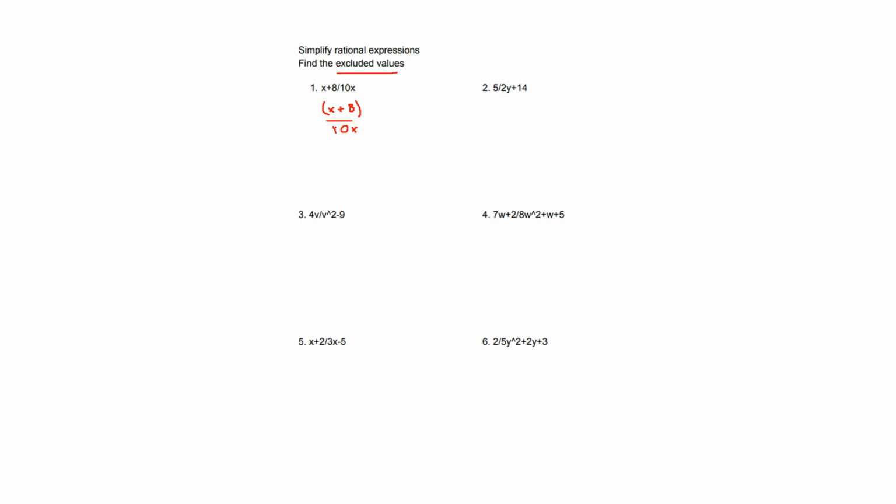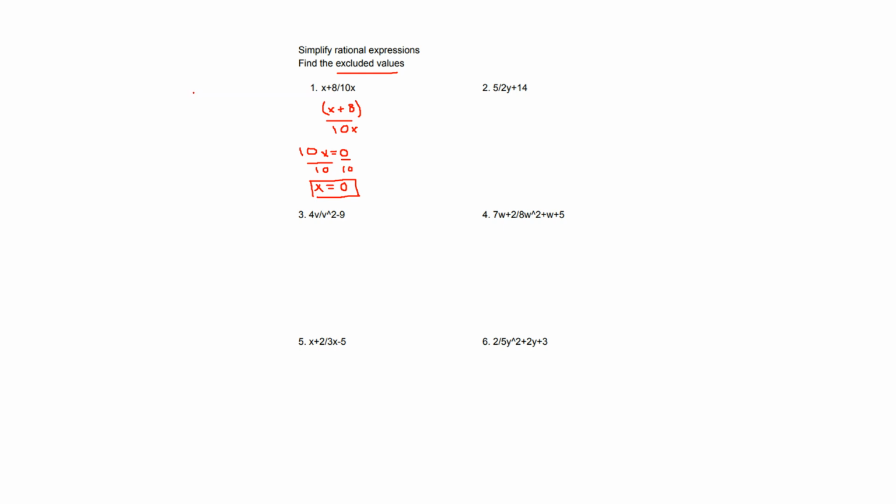The excluded values are talking about at what values of x this will be undefined. If we think about it, the only way that a fraction will be undefined is if the denominator is 0. So what we can do is set the denominator, 10x, equal to 0 and solve for x. Divide both sides by 10, but it doesn't matter because it's 0, so x will equal 0. So our excluded value is 0, x equals 0.